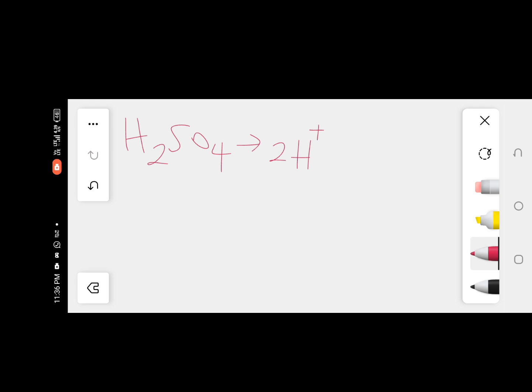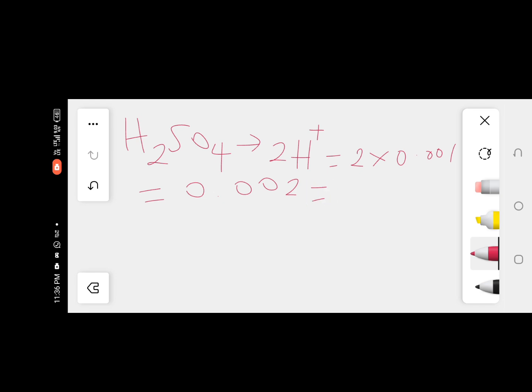So if they have told you the hydrogen ion concentration is 0.001, you have to now multiply it by 2. So that will be 2 times 0.001, and that will be equal to 0.002.